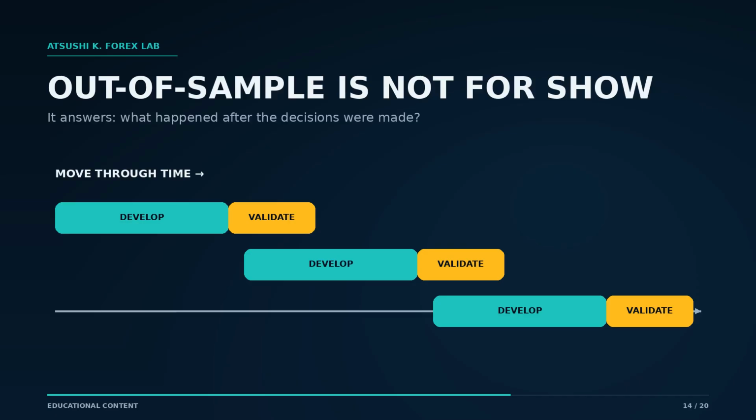Out-of-sample testing is valuable because it asks what happened after the design choices were already made. A walk-forward process repeats that idea through time. Develop on one window, validate on the next, move forward, and repeat. It is not magic, and it can also be abused with too many choices. Still, it is more informative than optimizing the whole history and celebrating the same history.